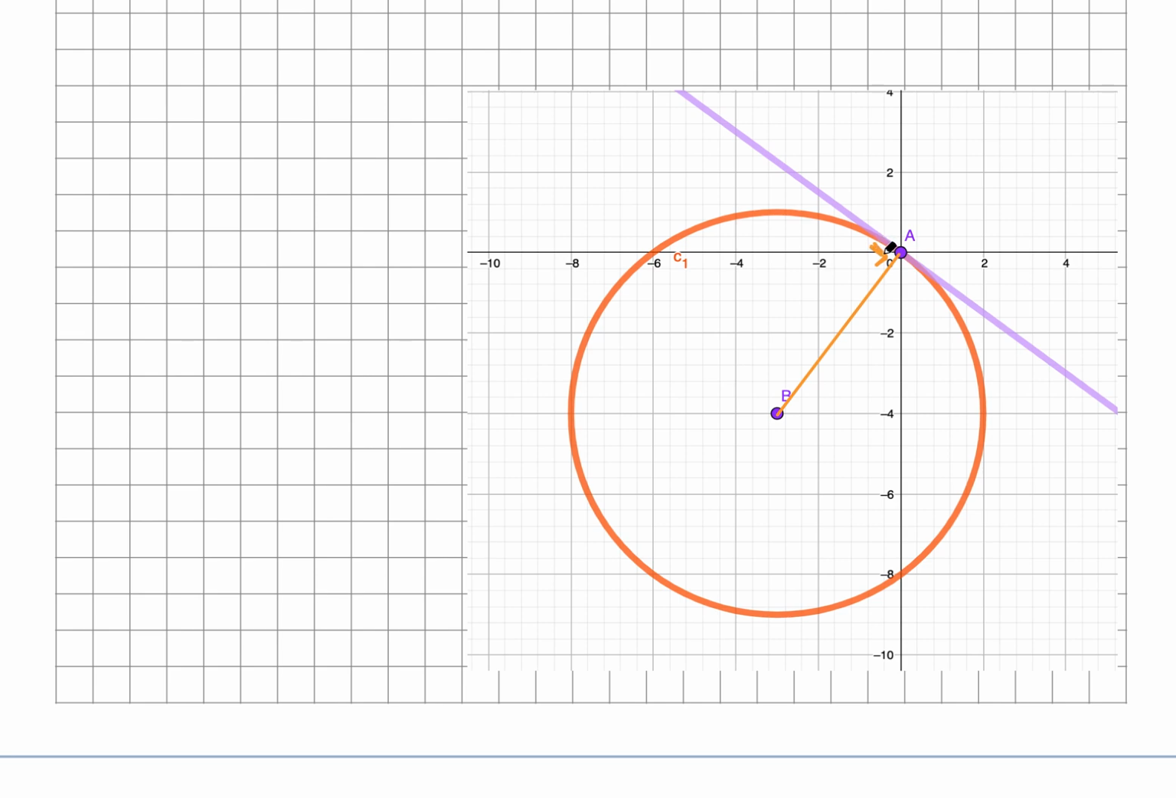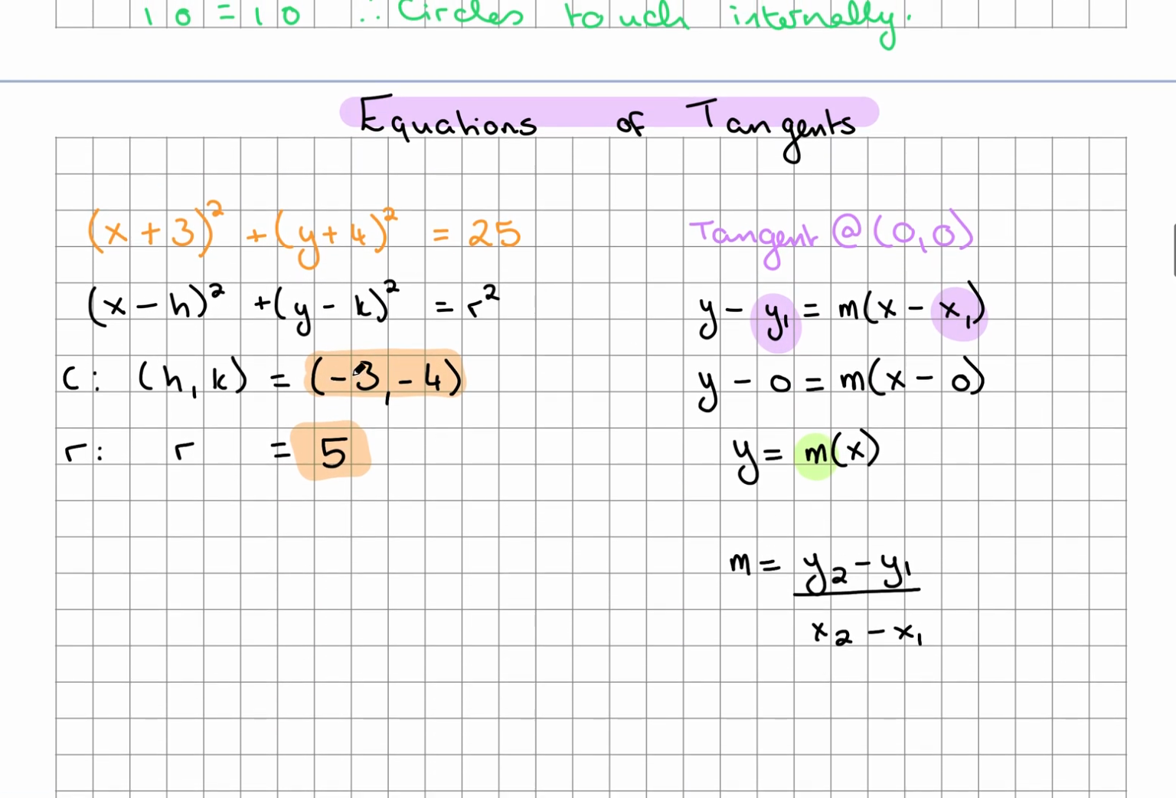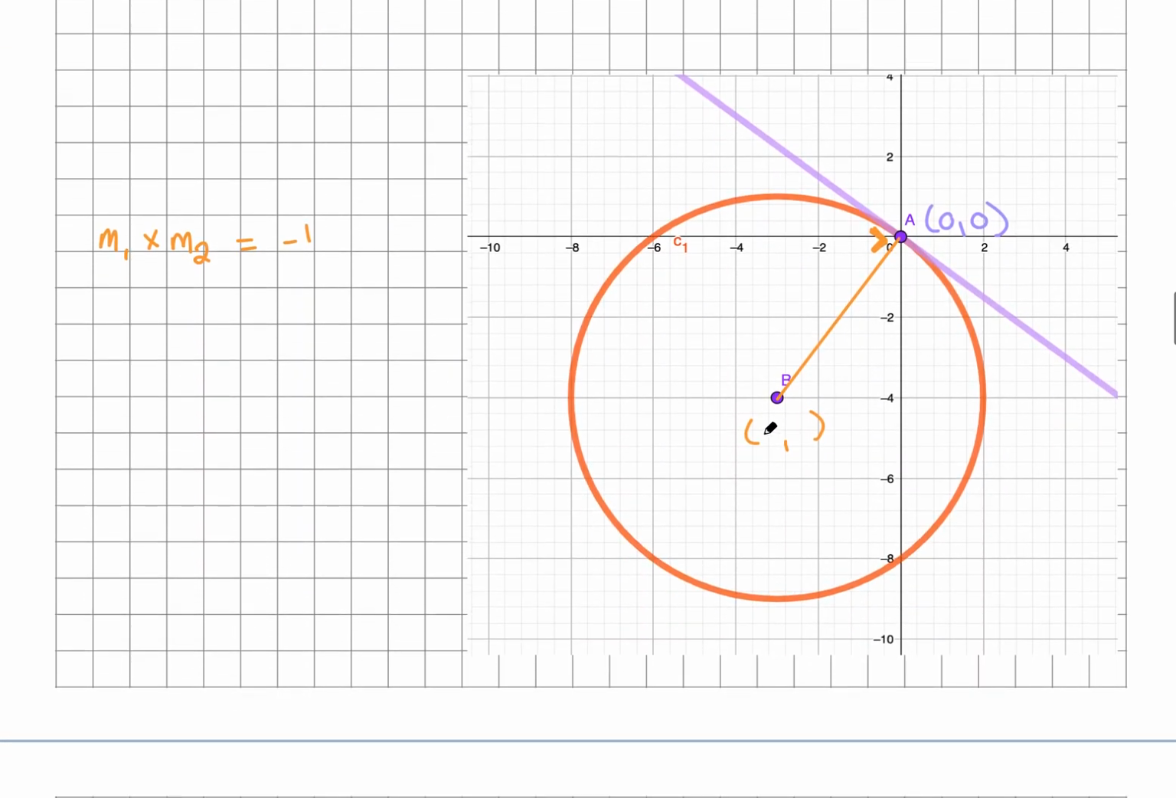Now, do I know anything about perpendicular lines? Well, yes. We know that perpendicular lines, if you have slope number 1 and you multiply by slope number 2, we get -1. So if I can find out this slope here, I might be able to find out the slope of this line. Now, what would I need to find the slope again? I would need to have a coordinate point here and a coordinate point here. I have this one up here, which we know to be (0, 0). And this coordinate down here we actually know because it's the centre of the circle, and we worked that out earlier to be (-3, -4). So I'm going to put that in here. So I can actually work out the slope of that line there.